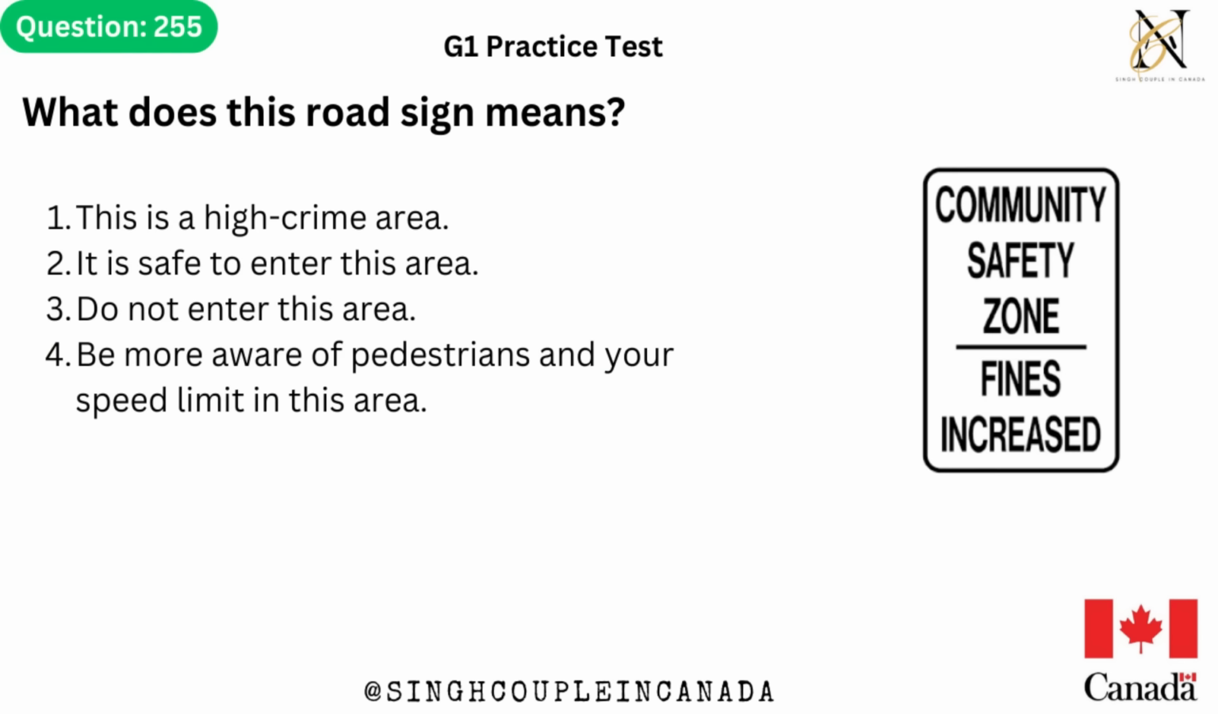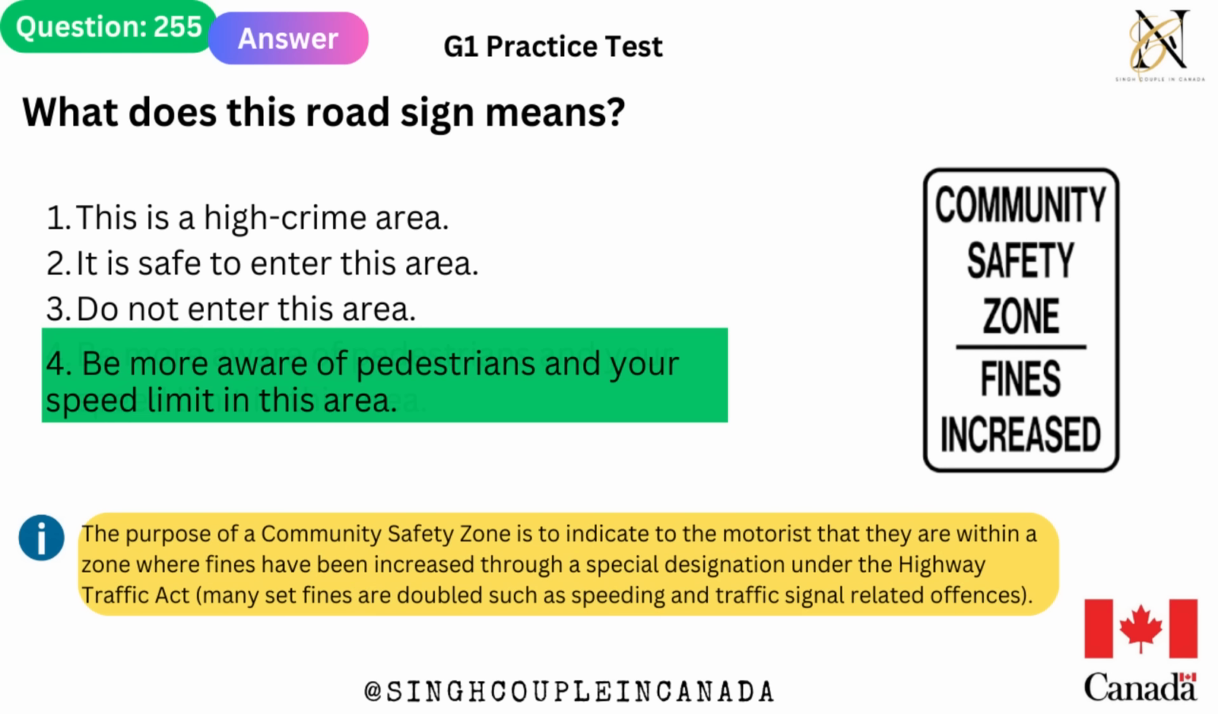What does this road sign mean? 1. This is a high crime area. 2. It is safe to enter this area. 3. Do not enter this area. 4. Be more aware of pedestrians and your speed limit in this area. The answer is 4. Be more aware of pedestrians and your speed limit in this area.